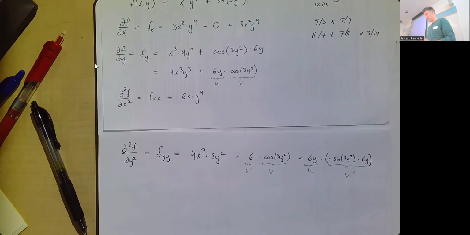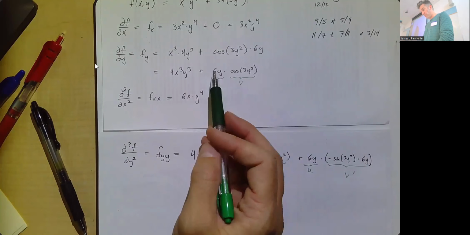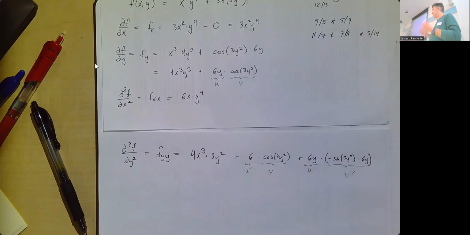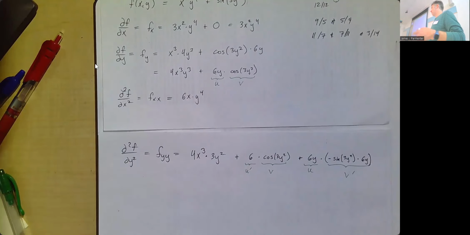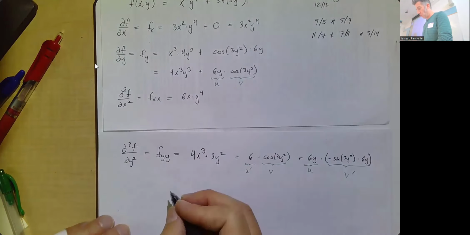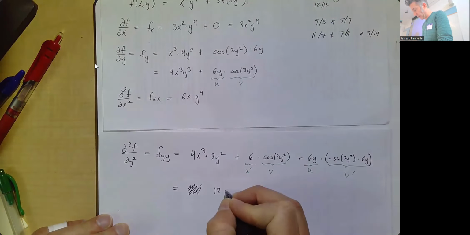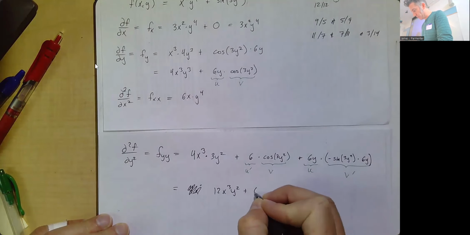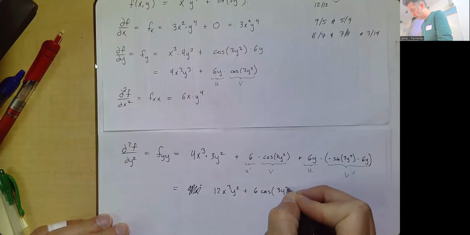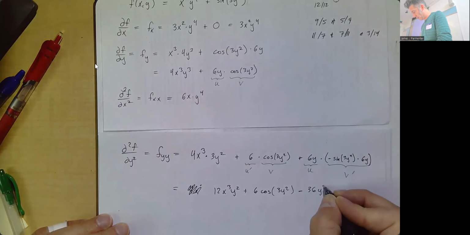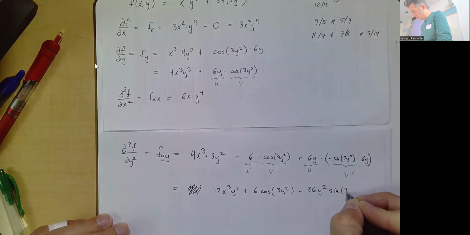I will reiterate, I saw that I had a function of y multiplied by another function of y. And when you're taking the derivative of a product of two functions, we have to use the product rule. I don't think there's a whole lot of need to simplify this, but if you wanted to simplify this, it would be 12x cubed y squared plus 6 cosine of 3y squared. And then 6 times 6 is, and a minus is a minus 36y squared times sine of 3y squared.